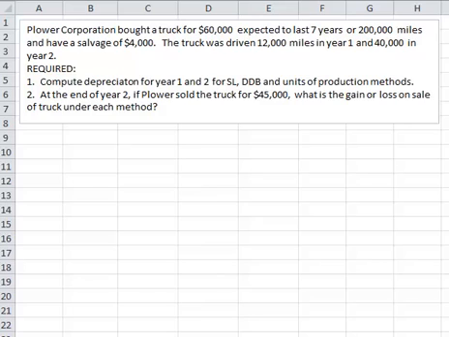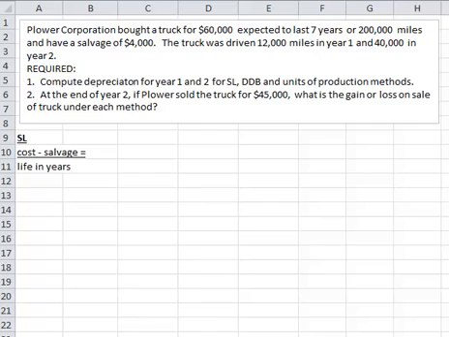So we're going to compute depreciation for straight line, double declining balance, and units of production method for this particular truck. So let's start with straight line. What is the formula for straight line? Cost minus salvage value divided by the useful life, or the life in years.